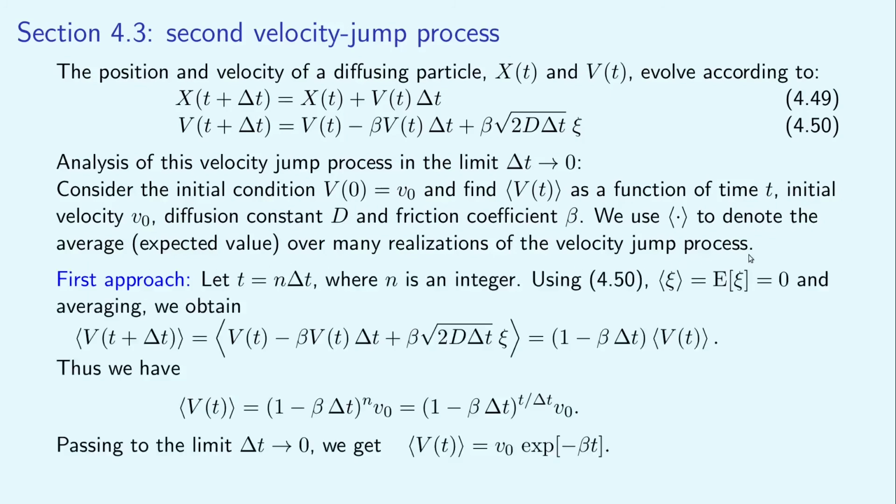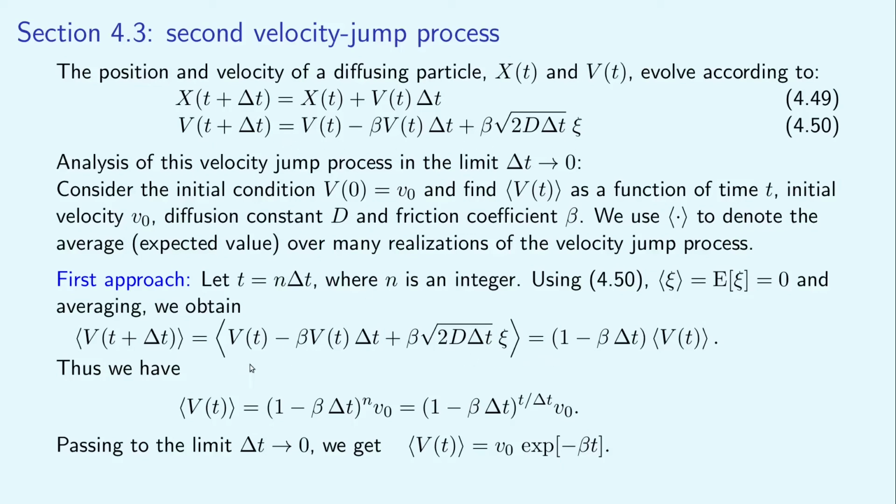We can use two approaches to find the average velocity v at time t. First, we note that our discretized formulation of the velocity jump process 449-450 gives us the value of the velocity v at integer multiples of the time step delta t. So let us consider that time t is equal to n times delta t, where n is an integer. Taking averages of both sides of equation 450, we obtain that the average velocity at time t plus delta t is equal to the average of the right-hand side.